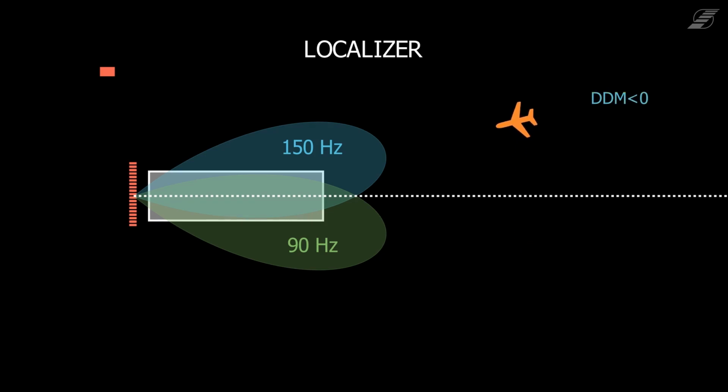If the aircraft flies too far to the right of the runway, 150 Hz is the dominant frequency, and the DDM is less than 0. The pilot now receives a fly left indication on the display.